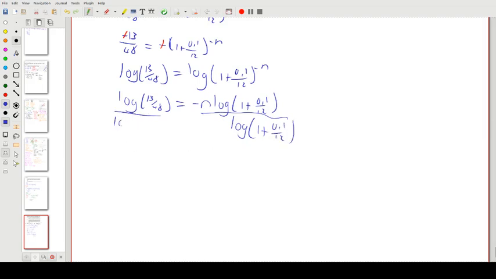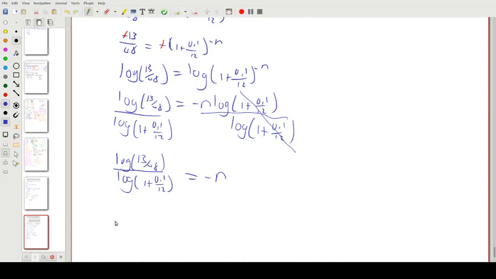And divide this side by log of 1 plus 0.1 over 12. So that cancels out. And then we're left with this whole thing equals negative n. But I'm just going to write all of that down again. So log of 13 over 48 over log of 1 plus 0.1 over 12. That equals negative n.